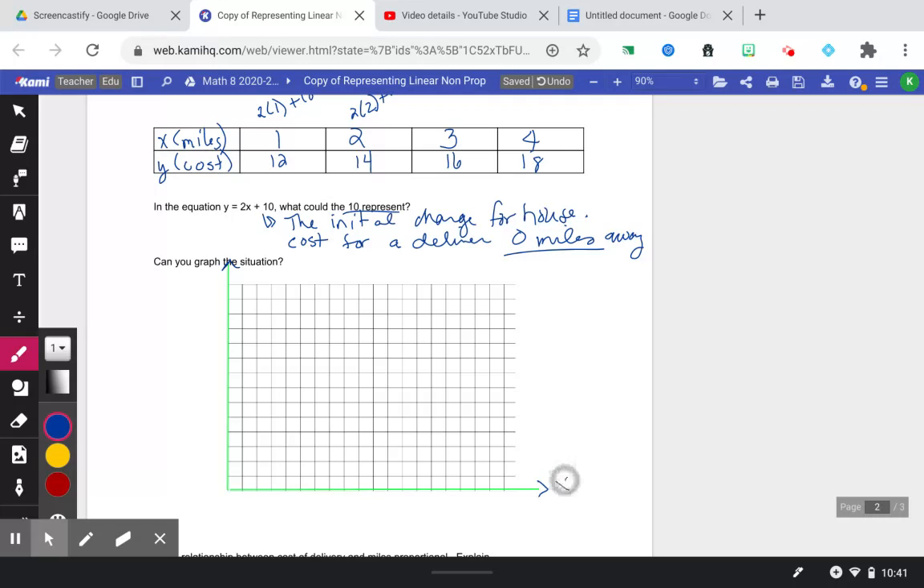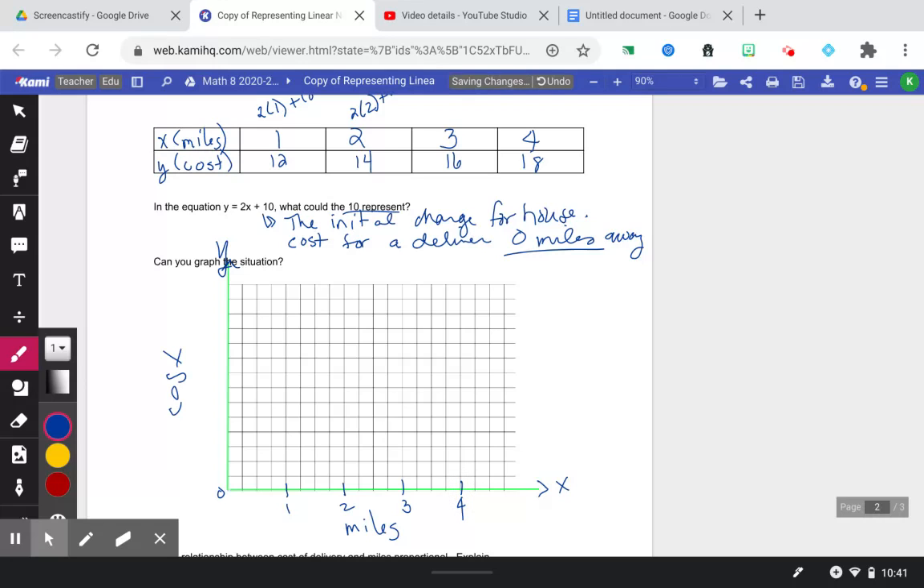I'm going to label x and y. My x is representing the miles. My y is representing the cost. Again, my miles go up to 4, so I'm going to spread it out just like I did in the last one. 1, 2, 3, 4. That's going to be 1 mile. 1, 2, 3, 4. That's 2 miles. 1, 2, 3, 4. 3 miles. 1, 2, 3, 4. 4 miles.